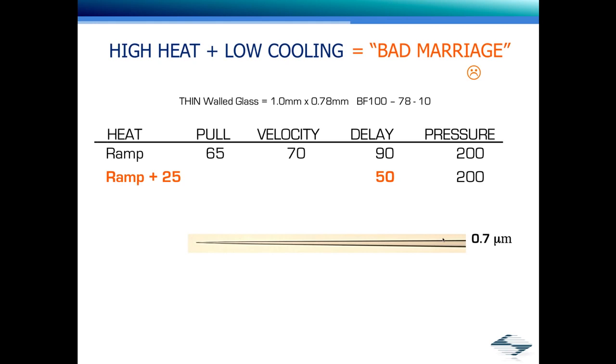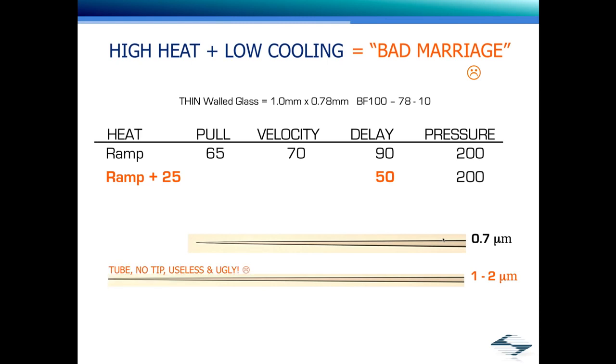I jack up the heat. I reduce the cooling a lot. And I get this tube, this sticky kind of pipette. It looks like a miniature fly fishing rod or like a cat whisker. It's awful, and it's ugly and it's useless. You don't want to do this. What happens is I've increased the heat so much and I've dropped the cooling down so much that I'm pulling a stick.